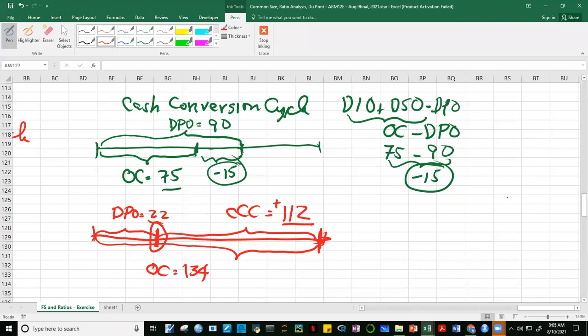Bago mag-lockdown, siguro madalas din tayo pumunta doon to buy stuff. Pero this company is not really a retail company. Ang pinaka-focus niya talaga is real estate. It's SM. So si SM, if you take a look at their cash conversion cycle, it's a negative.